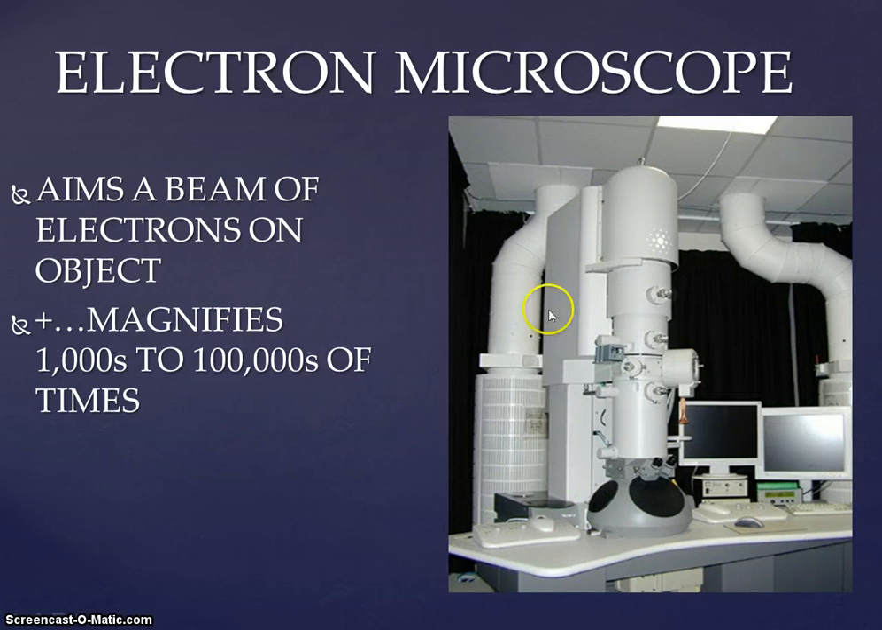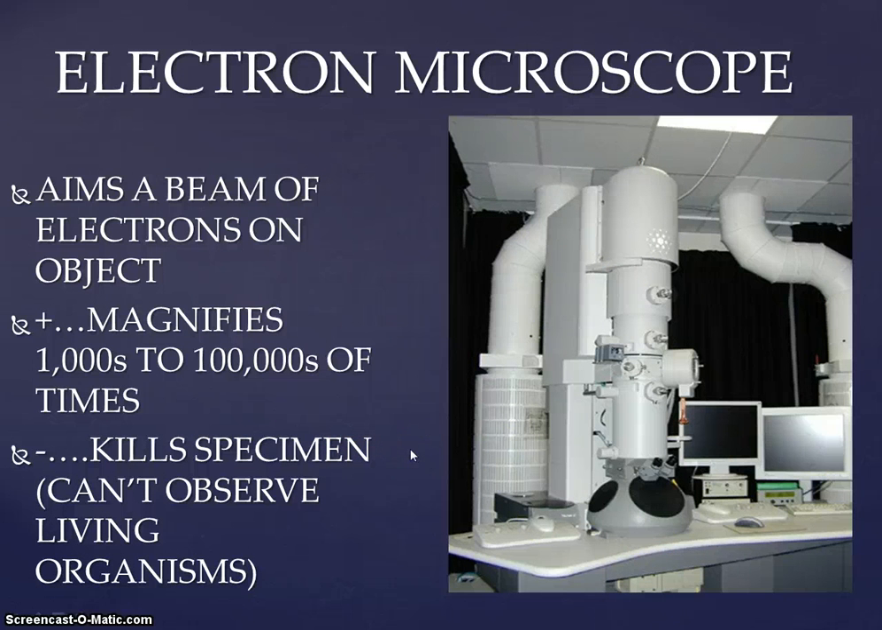The downside is that it's so expensive and takes up a lot of space, but you also lack the ability to look at a living specimen. Bombarding it with electrons actually kills the specimen, so you can't observe living organisms moving around. That's a major drawback. We sacrifice life for detail, so you've got to pick your poison, depending on what you're looking at.